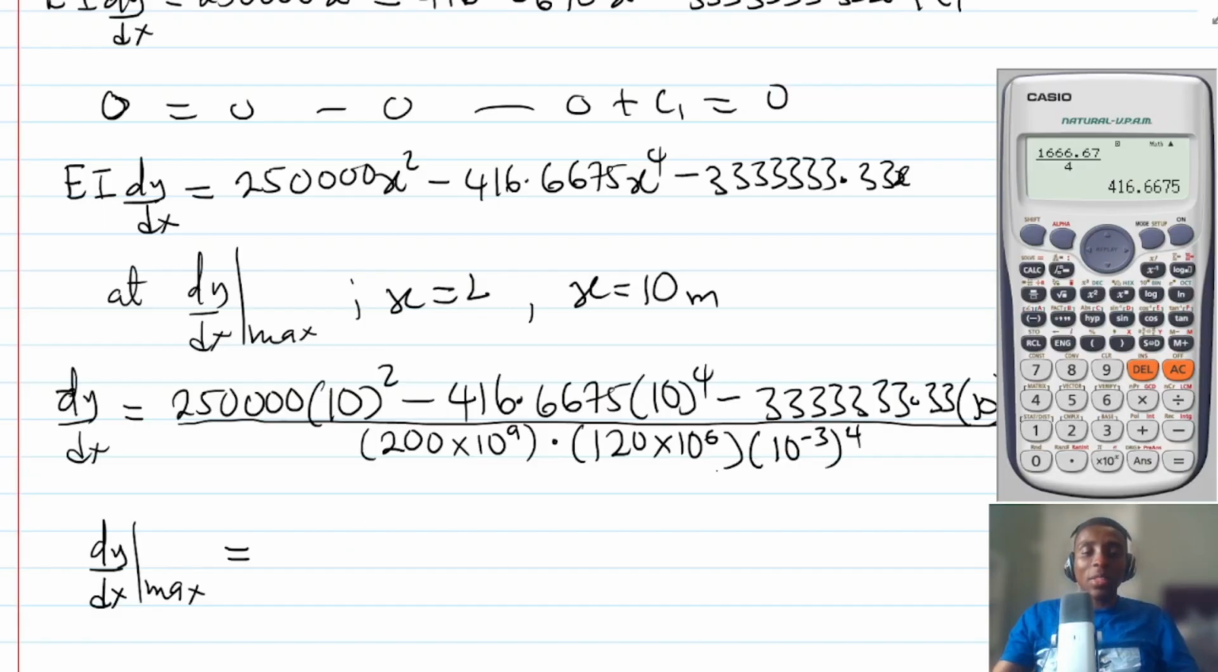And let's pick our calculator and quickly do that. So I want you to do this on your own. I'm going to give you the answer straight away. So use your calculator to convince yourself. Okay, so the maximum slope is going to be minus 0.520 in radians.